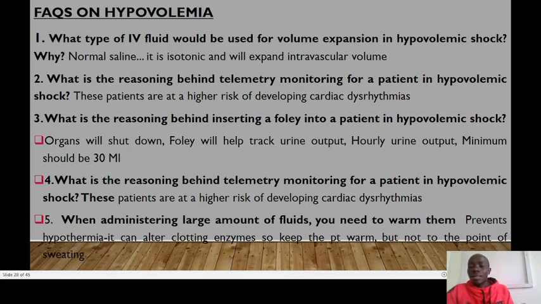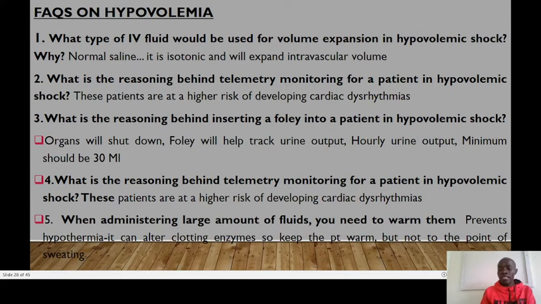Okay, so let's look at some of the frequently asked questions on hypovolemic shock. Number 1. Which type of IV fluid will be used for fluid expansion in hypovolemic shock? Why? The simple reason is normal saline, and it is isotonic and it will expand intravascular volume.